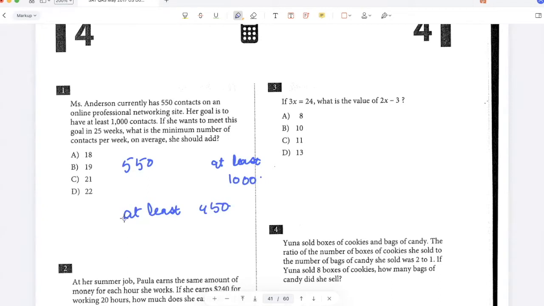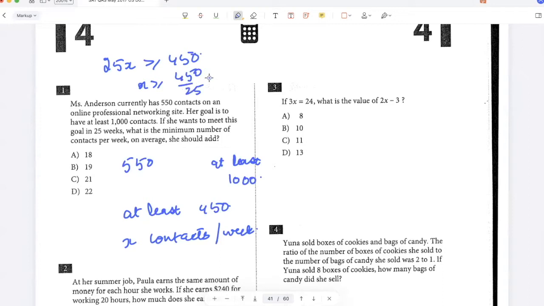So let's say that she adds X contacts per week, right? So in 25 weeks, she would add 25X and that should be greater than or equal to 450. So X should be greater than or equal to 450 by 25. So 25 into 1 and 25 into 8, 200. So she would reach her goal after 18 weeks. So option A.